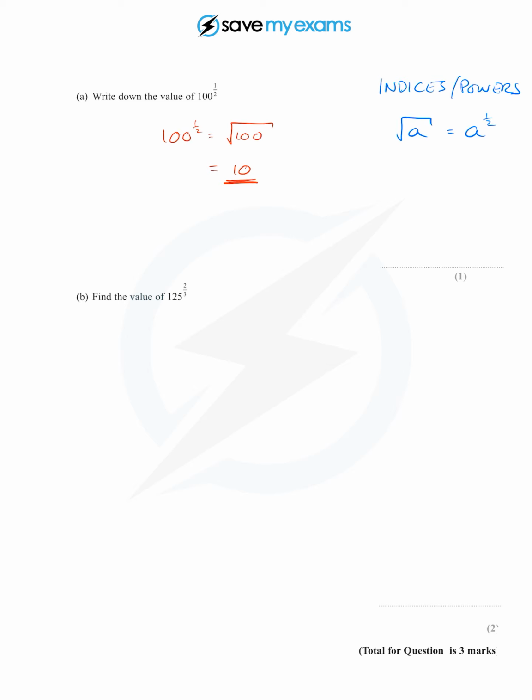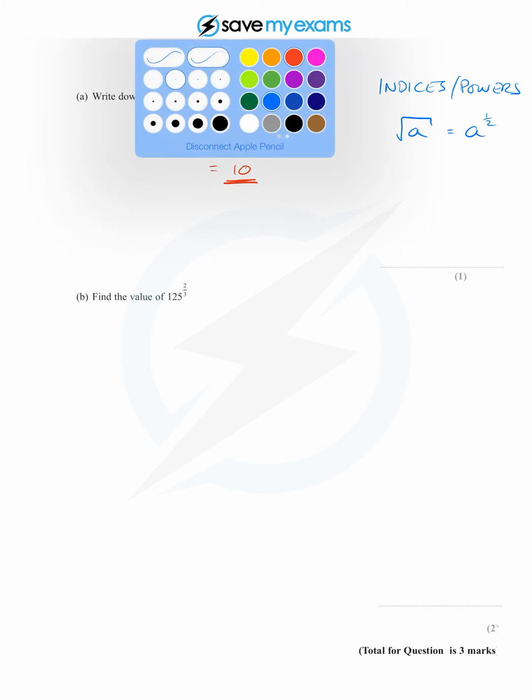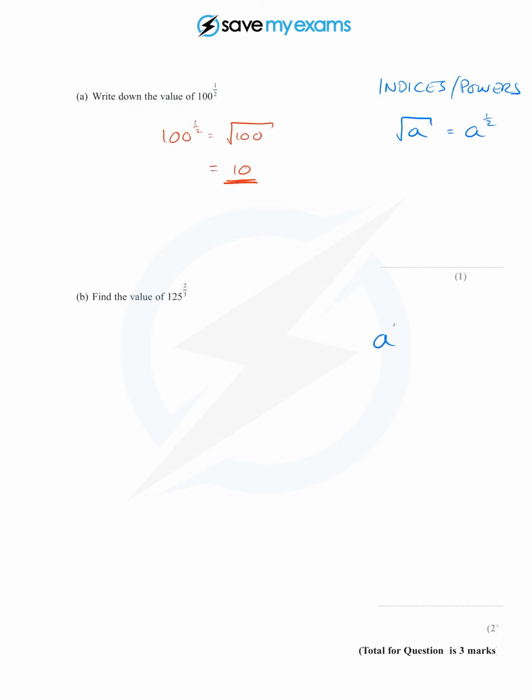Now, what about part B? This is a little bit more complicated. We've got a couple of things going on here. The first thing we need to do is to actually split up this 2/3 in some way. And the rule we're going to use is that if you have a to the power of p to the power of q, that can be written as a to the p times q. That should be a familiar rule to you. And we're actually going to use it the other way round, in that we're going to write this as 125 to the, well, if you like, the 1/3 times 2.